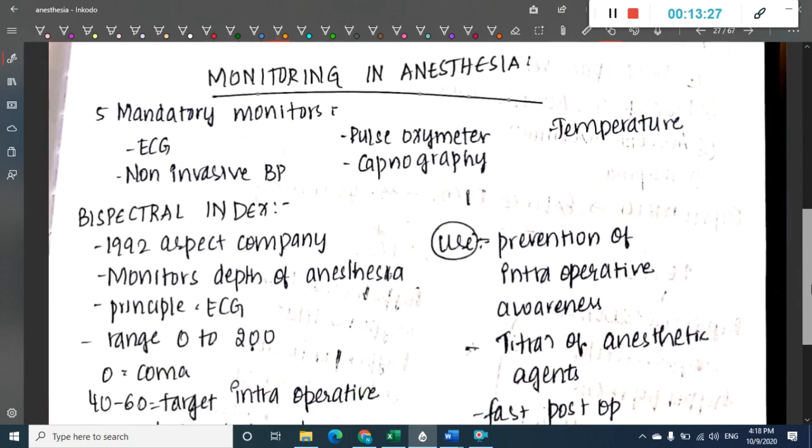Once you have learned that, now you will have to see how you are going to monitor the anesthesia. So we will see monitoring of anesthesia in the next class.